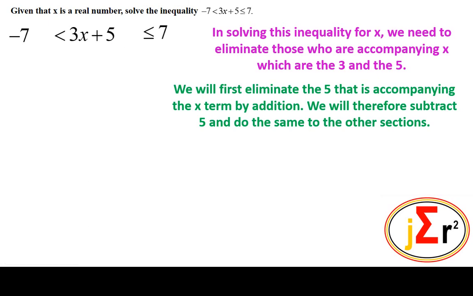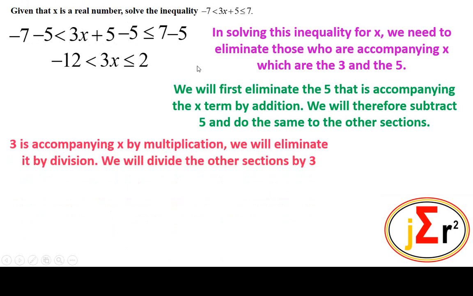But we just cannot do that to that section alone. In order to maintain the integrity of the inequality, we need to do the same thing in the other sections in order that the other sections will be affected in the same way. We need to eliminate this 5 by subtraction. So we will do that to all sections. So we'll have negative 7 minus 5 is negative 12. Of course, the 5 will be eliminated from this section, and 7 minus 5 is equal to 2.